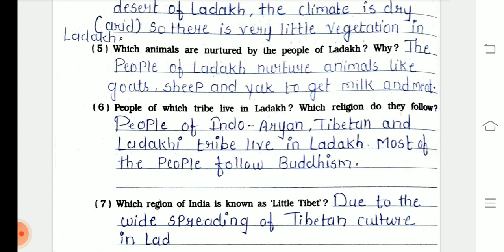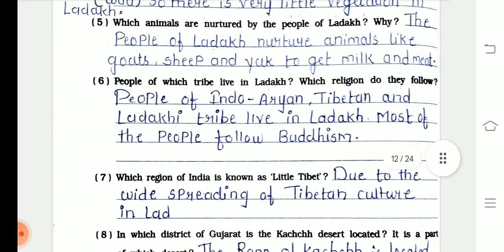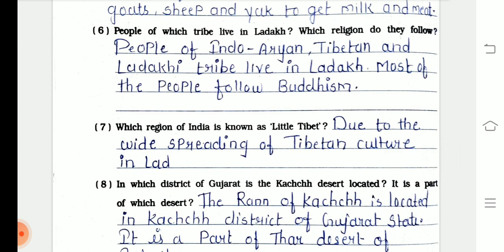People of which tribes live in Ladakh? Which religion do they follow? People of Indo-Aryan, Tibetan and Ladakhi tribes live in Ladakh. Most people follow Buddhism. Seventh one, which region of India is known as Little Tibet due to the widespread Tibetan culture in Ladakh?